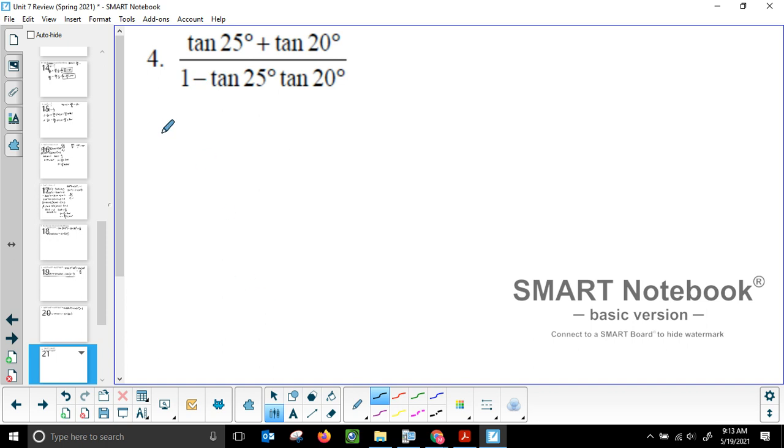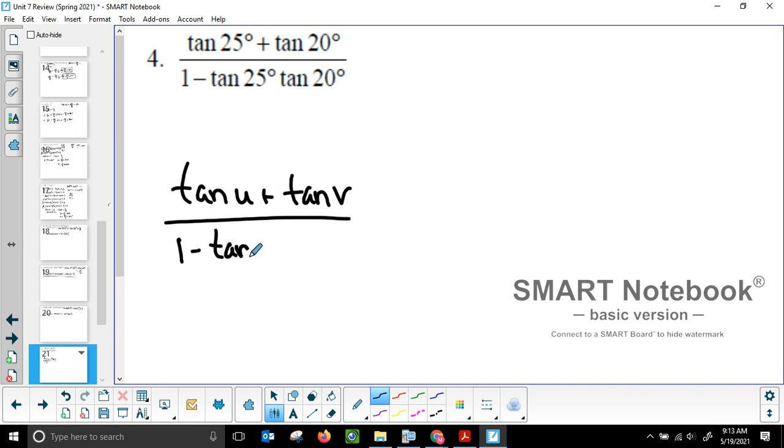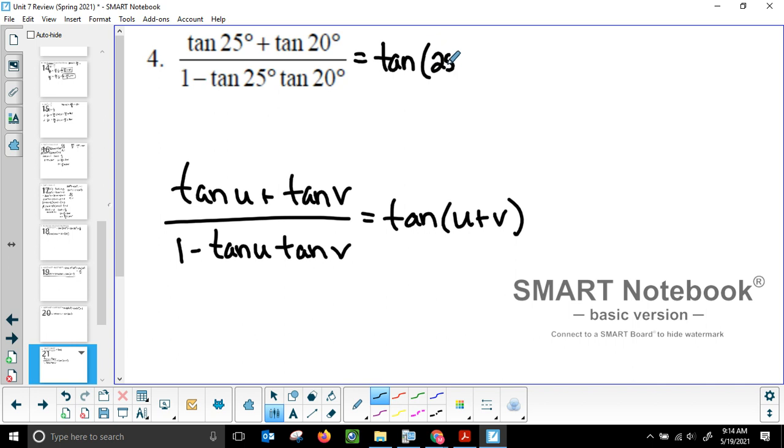All right, and one more like this. This looks a lot like tan of u plus the tan of v over 1 minus tan u times tan v. And this is equal to tangent of u plus v. So this is equal to the tangent of 25 plus 20, which is equal to the tangent of 45 degrees, which is just 1.